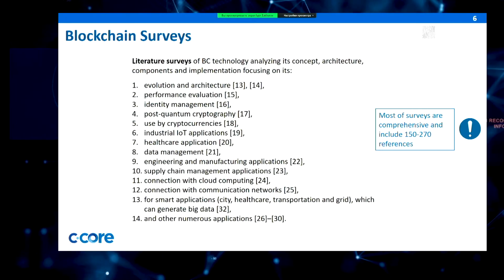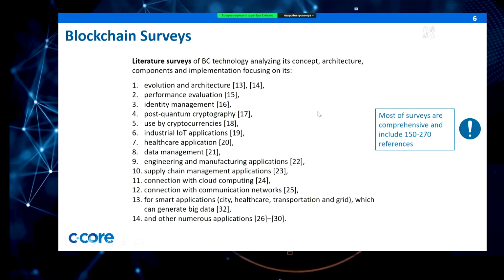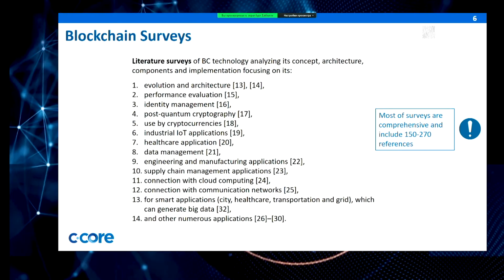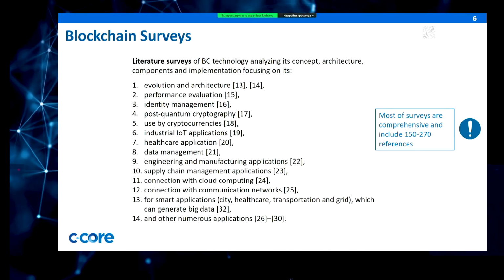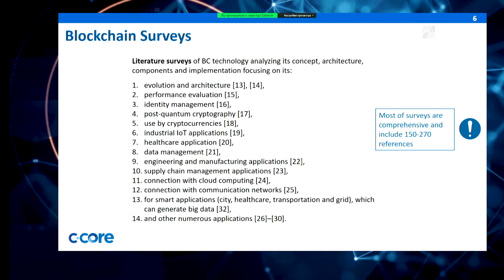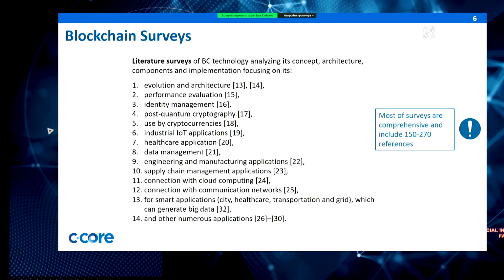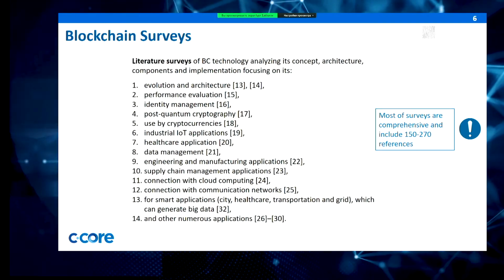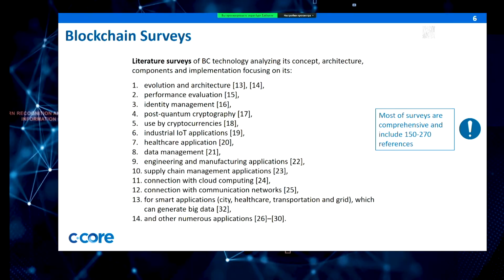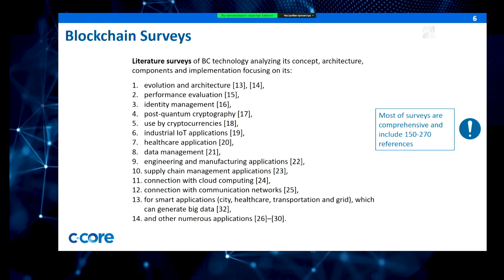The paper, which will be published in conference proceeding, provides a review of different blockchains, and also it reviews already existing scientific surveys. These surveys analyze blockchain systems, concept, architecture, components, and implementation, focusing on its different applications, including Internet of Things, healthcare, etc. We have found about 20 surveys. Most of surveys are comprehensive and include from 150 to 270 references, which is a lot.